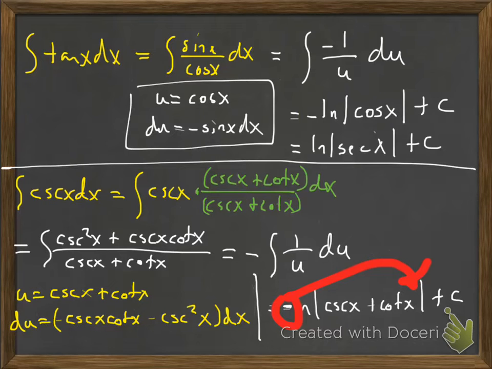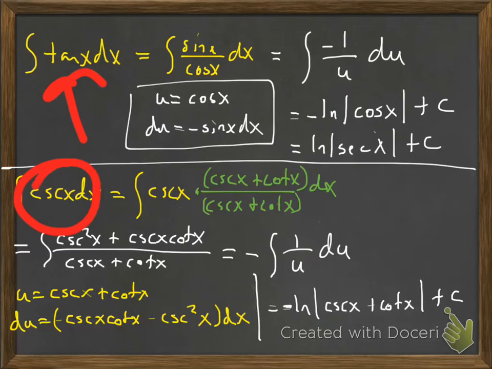So I would encourage you to try to do the same thing for finding the antiderivative of cotan. It'll be a lot like this: find the antiderivative of tan, and then try to find the antiderivative of secant. It'll be a lot like cosecant. Instead, you would be multiplying by secant x plus tan x, and it's very similar.